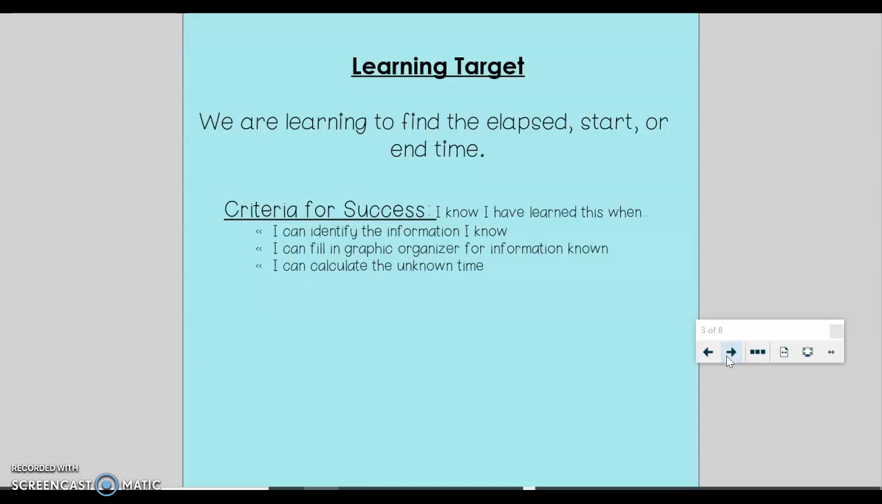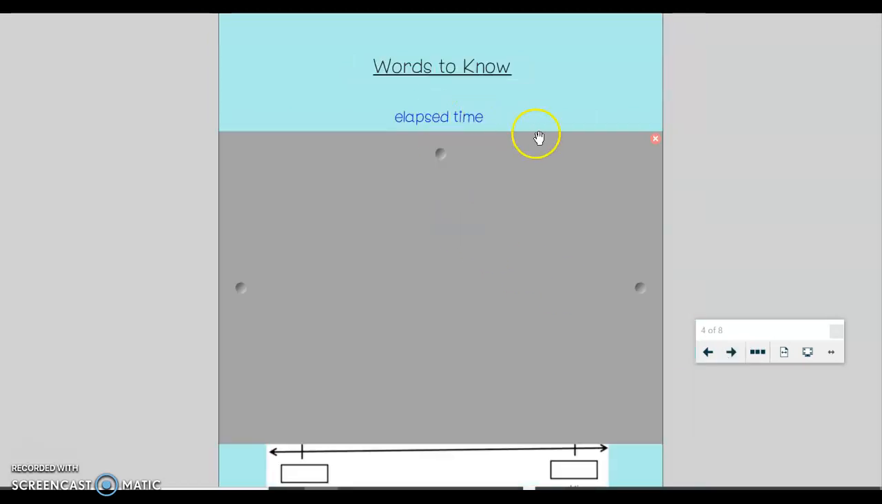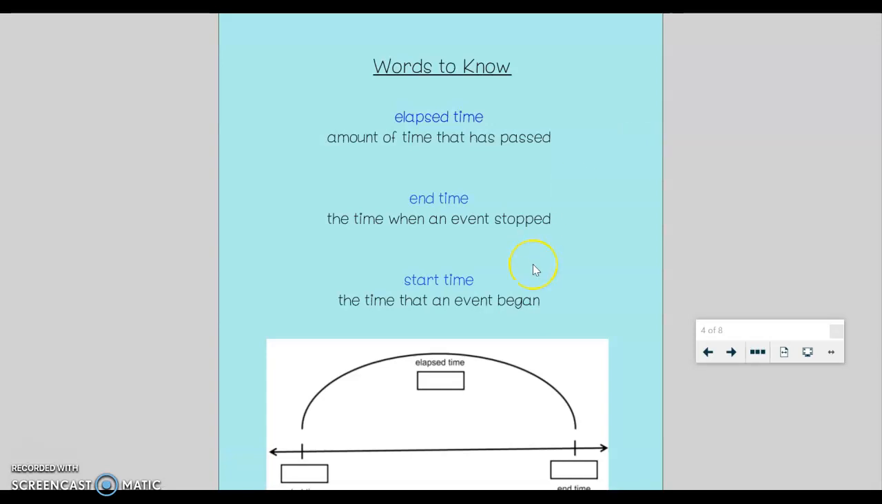Here's our criteria for success. I know I have learned this when I can identify the information I know, I can fill in the graphic organizer for information known, and then I can calculate the unknown time. Our vocabulary, as we know, we have 3 vocabulary words. Elapsed time, that's the time that passes from beginning to end. Start time, which of course is the time when an event starts or begins. And then we have end time, which is when an event stops or ends.